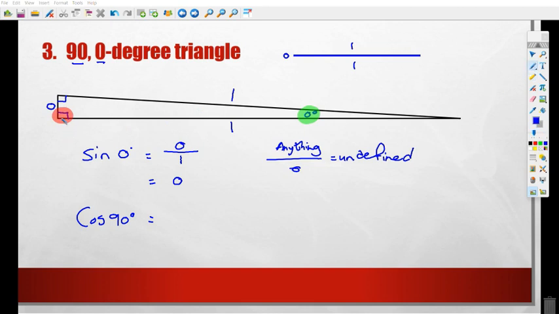We know that cos is adjacent over hypotenuse. So which side is adjacent to this angle over here? Is it this one or is it this one? Both of them are touching the angle, but now which one's adjacent?